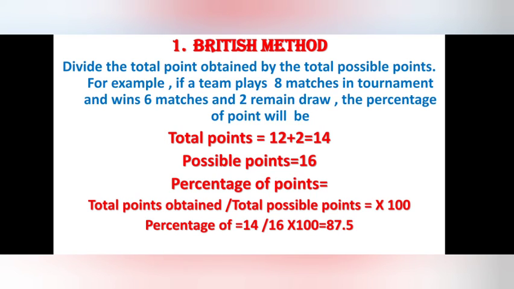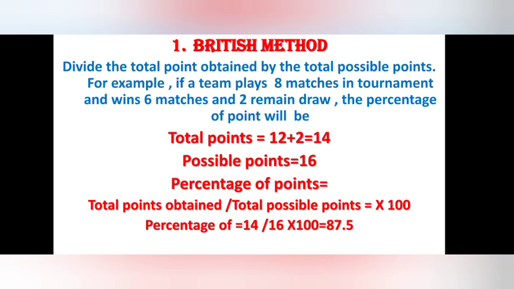Okay, so in the next page there is the British method. Basically, the British method is used to know which team will be the winner in league tournaments, and how points are distributed. Divide the total points obtained by the total possible points. For example, if a team plays 8 matches in a tournament and wins 6 matches and 2 are draws, the total points equal 12 plus 2, which is 14, and the possible points are 16.